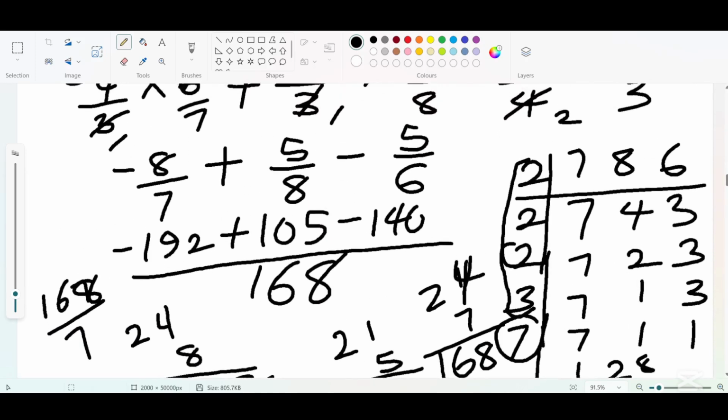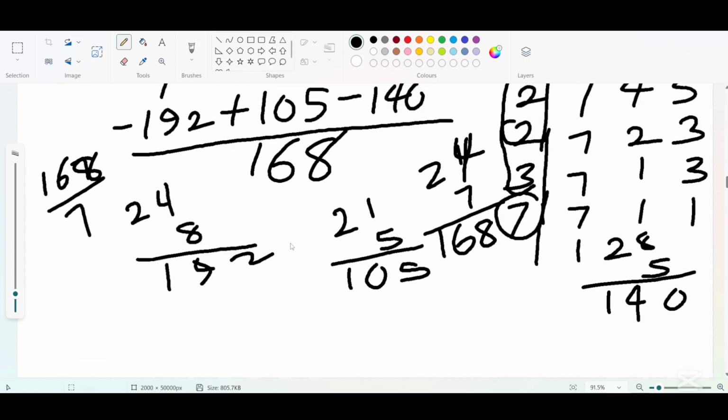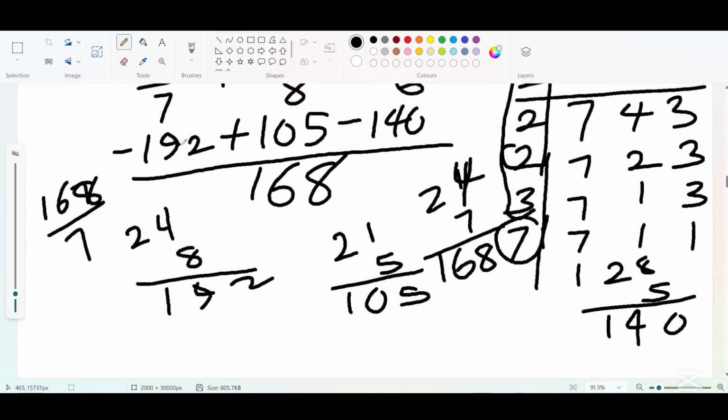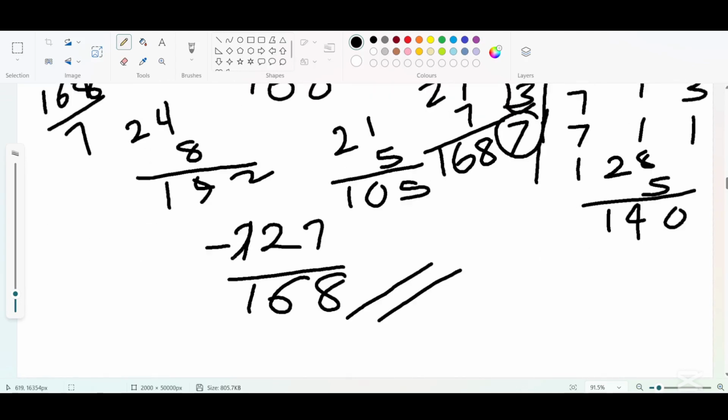Right? So we'll now add this together. Minus 192 plus 105. So what are we going to be left with? Another way we can go about it, we can say, okay, minus 140 plus 105. That is easier to add. Minus 140 plus 105. That's what? Minus 35. So minus 35 plus minus 92 is going to be minus 127, right? So minus 227 all over 168. So that's going to be the final answer.